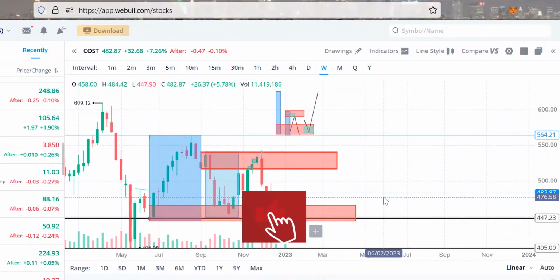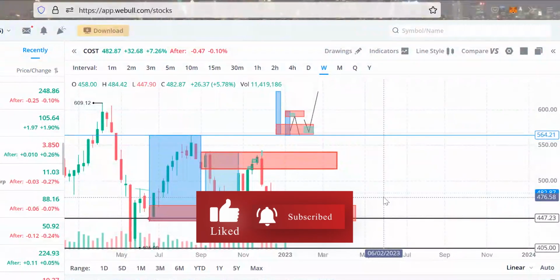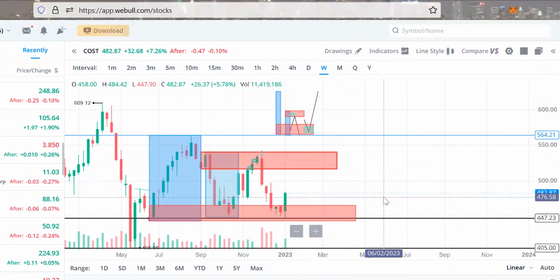But for now, just take this with a grain of salt. If what you're doing is already working, keep doing what you're doing. Just add this to your toolbox, right?